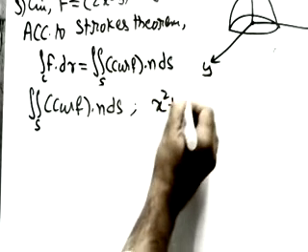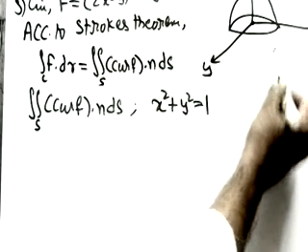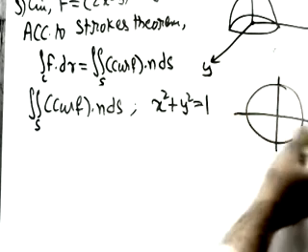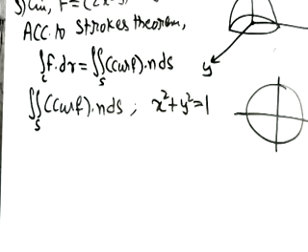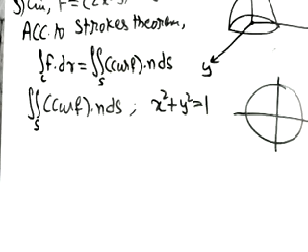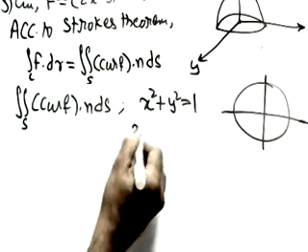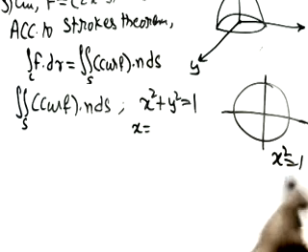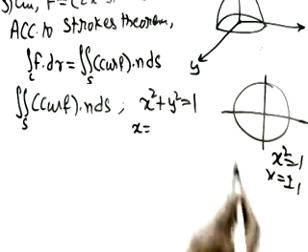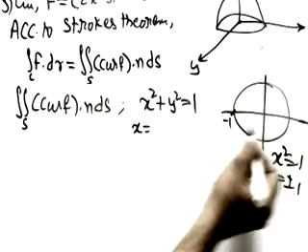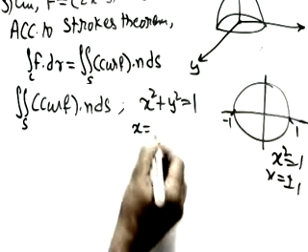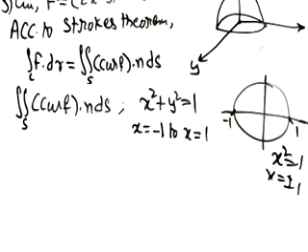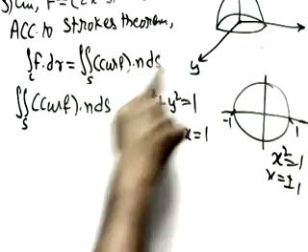Here we have a circle, x square plus y square equals 1. Let me take x in terms of constant. If you keep y equals 0, you will have x square equals 1, so x equals plus or minus 1. Here the x value is minus 1, and here the x value is 1. So the limits for x are from minus 1 to 1.